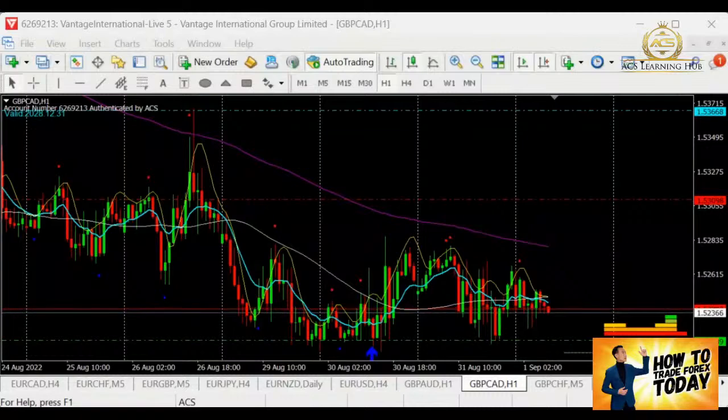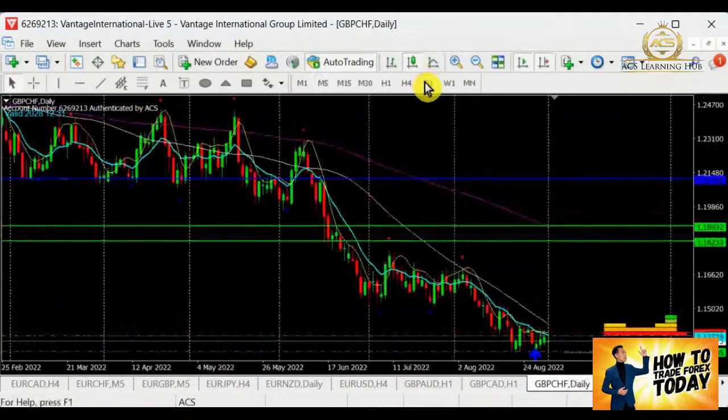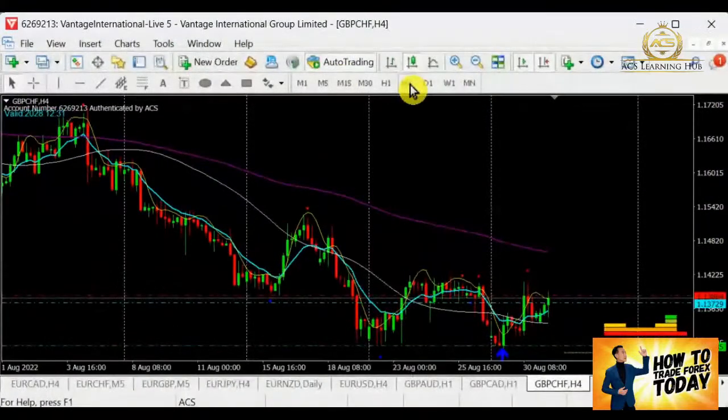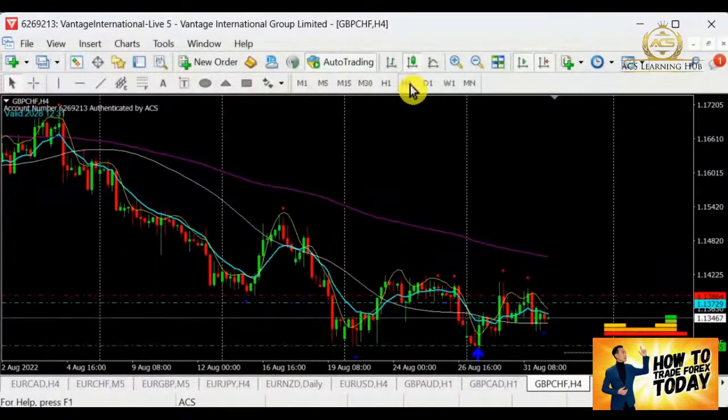Once again, Pound Franc. Let's take a look at Pound Franc. With Pound Franc, we are right at the bottom. We are still in the bear, but the bear has some retracement today. So currently for Pound Franc, we are going to stay away at the moment, before it starts to move up against us as a seller.